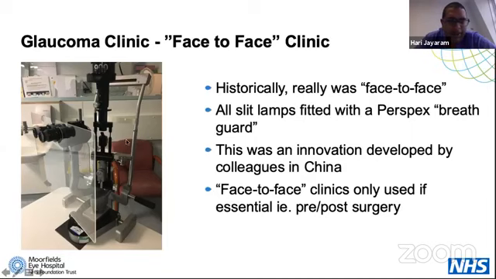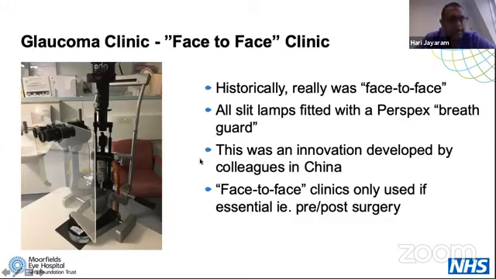Literally, we call them face-to-face clinics, but if you imagine the patient's face is here, the doctor's face is here, it literally is a face-to-face clinic. And interestingly, this concept of a breath guard was shared on a WhatsApp chat group with some colleagues from China who obviously were dealing with this around 2 months before we were. And so all of our slit lamps at Moorfields now have these breath guards to protect staff and patients alike. And this is in addition to both staff and patients wearing masks as well.